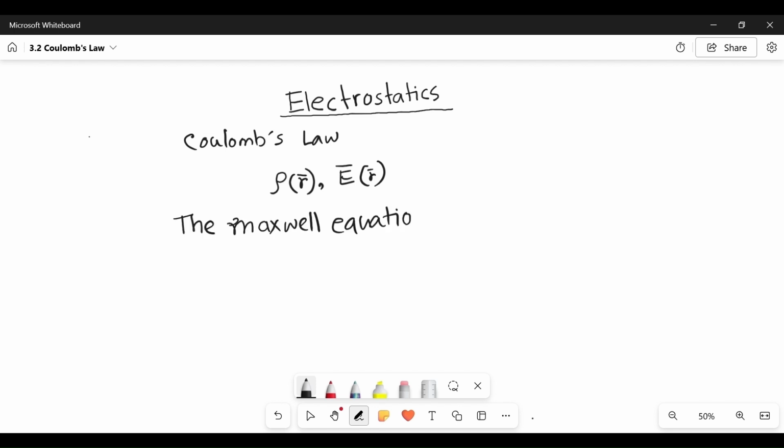Maxwell's equation. We know the Maxwell's equation for electric field due to the time-independent charge distribution is divergence of E is equal to rho by epsilon naught and curl of E is equal to 0.